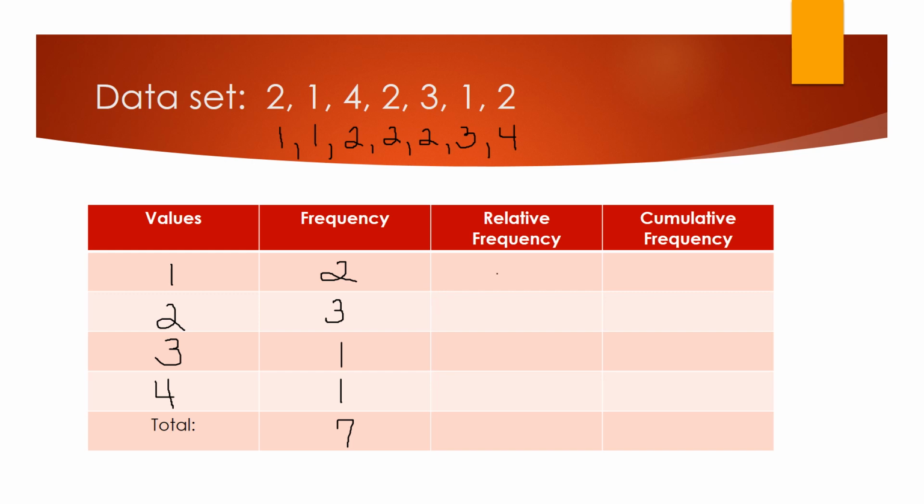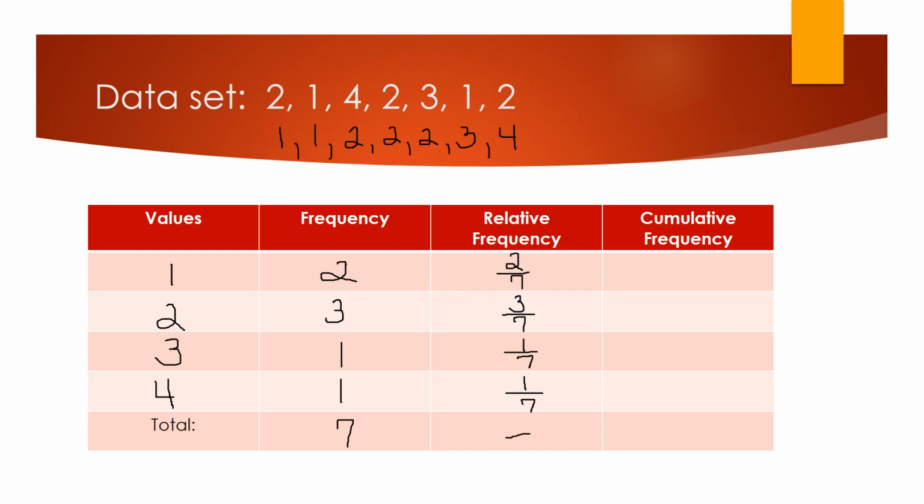Now the relative frequency we're going to write as a fraction. You can write them as a decimal too, but for this case we're going to write them as a fraction. So notice I've drawn my fraction line. The denominator of the fraction is going to be the total number of values in the list. So there's 7 values, so my denominator for each one will be 7. The numerator is simply your frequency. So there are 2 out of the 7 values are 1, 3 out of the 7 values are 2, 1 out of the 7 is a 3, and 1 out of the 7 is a 4.